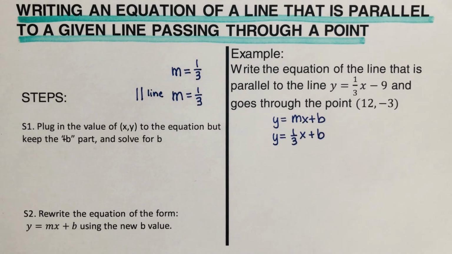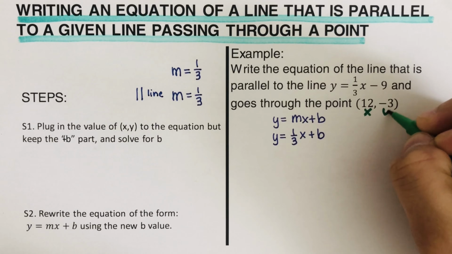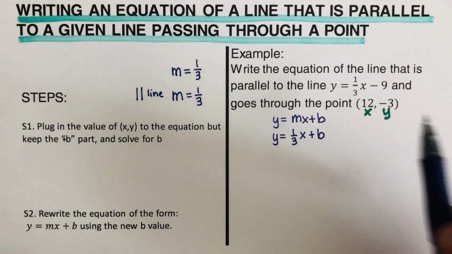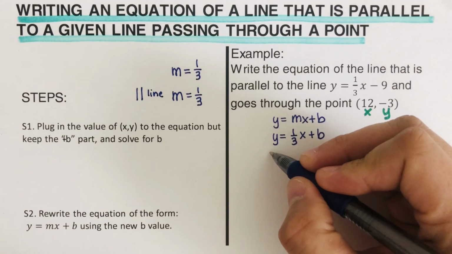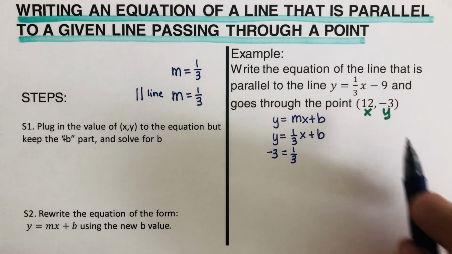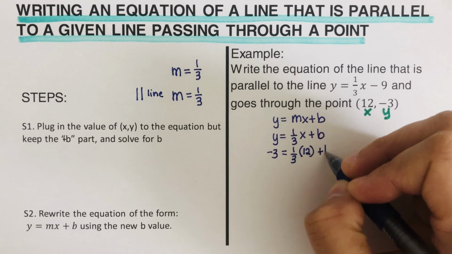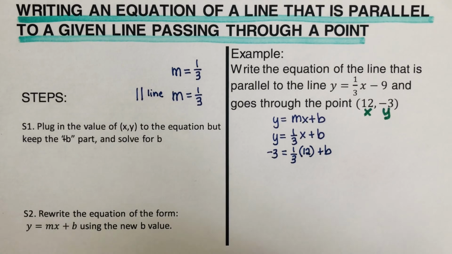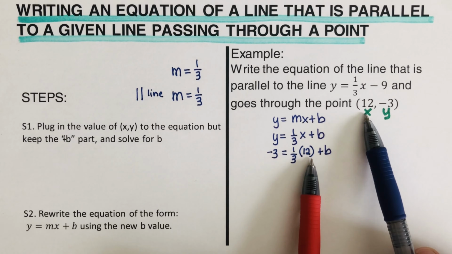In this problem that we have here, we can actually label the 12, -3. Remember, this is our x, and this is our y. And these are the numbers that we put into y and x. So then I'm going to plug this -3 into the y, so that's -3 equals 1/3, and then the x that we have here is 12. So I'm going to write 12 for the x, and then plus b. So again, what I did, I plugged in the -3 to the y, and I plugged in the 12 to the x. And in this step, we're supposed to solve for b.